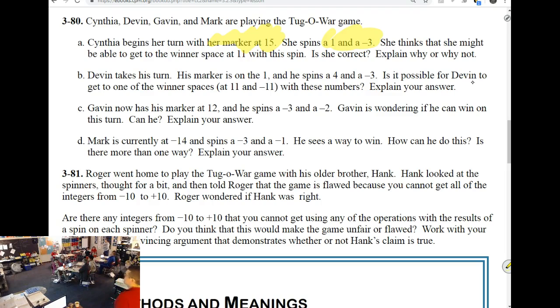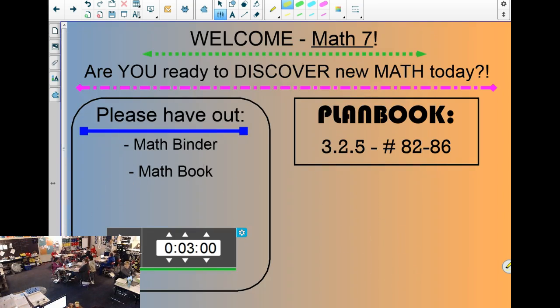Now, a rule you might not have seen is if she goes beyond positive 15, she loses her turn. Like, you cannot leave the game board. So you and your partner need to figure out, can Cynthia win? I got to slide this up here because I need to fix my smart board. And the thing you have to win is 11, right? Yeah, you got to be at 11 or negative 11.